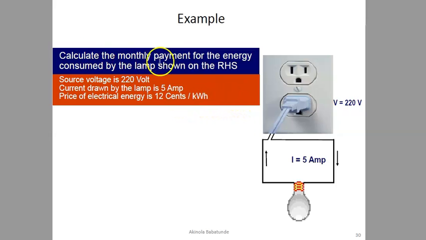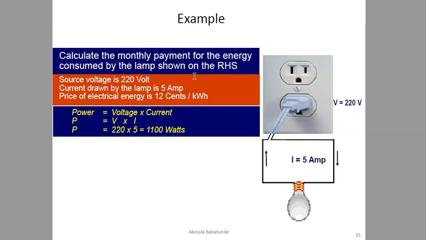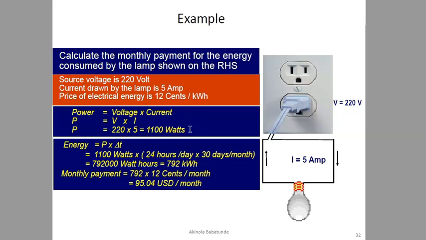So what we're looking for is the monthly payment for the energy consumed by the lamp. First of all, we have to go from hours to day and then to months. So let's see how we deal with this kind of questions. The power is equal to voltage times current. We mentioned that earlier. So we know our voltage is 220 volts, and our current is 5 amps. So total power is equal to 1100 watts. We keep that somewhere.